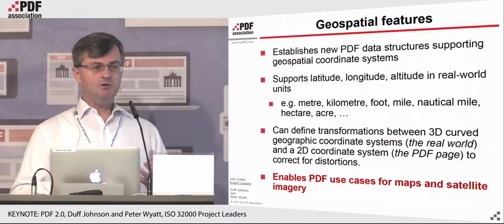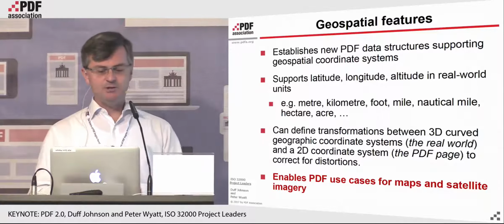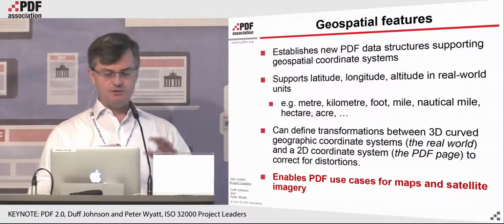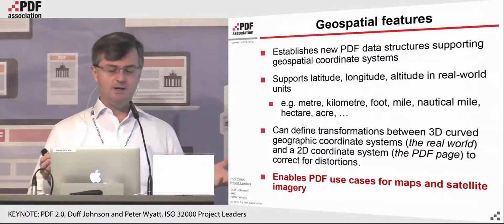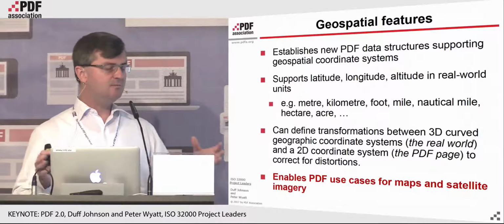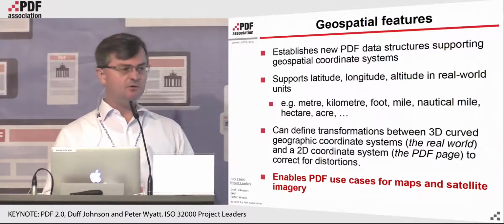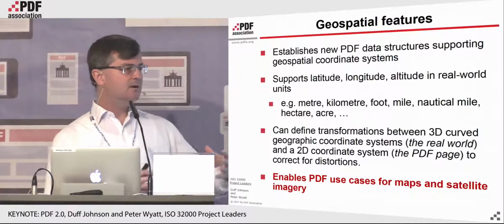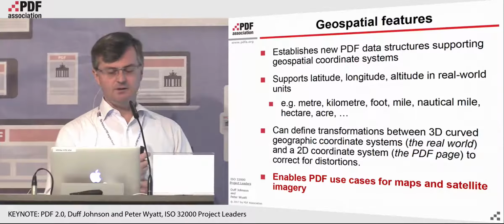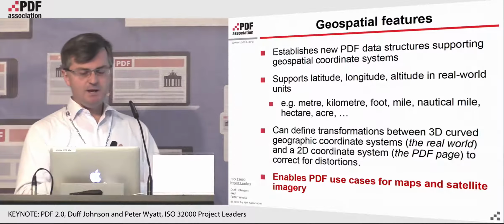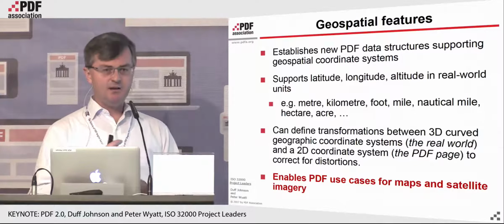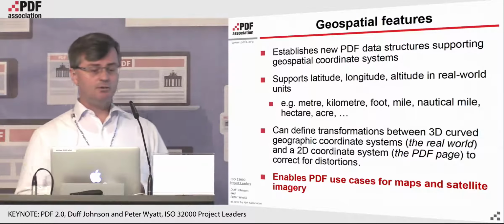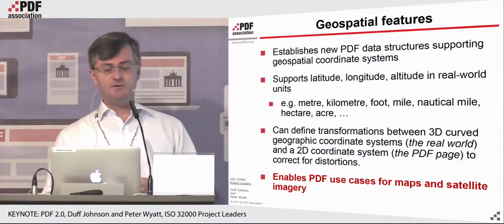And this is important because it's complicated if you're doing proper geospatial. You need to define transforms between the 3D curved geographic coordinate systems, the real world, and the 2D flat page of PDF. And this all corrects for distortions. It's a rather complex area. It's obviously fairly niche, but without that in there, this whole market really was struggling. So we hope this enables PDF use cases for maps and satellite imagery. And certainly it's been developed by a group specifically asking for this feature in PDF.